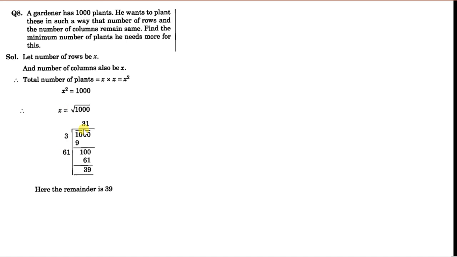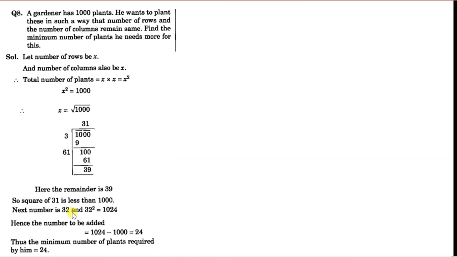And the next number is 32 and 32 square is 1024. So the difference of these two must be added to the given number, and the difference is 24. So we should add 24 to 1000 so that it becomes a perfect square number. So 24 more is the minimum number of plants required by him.